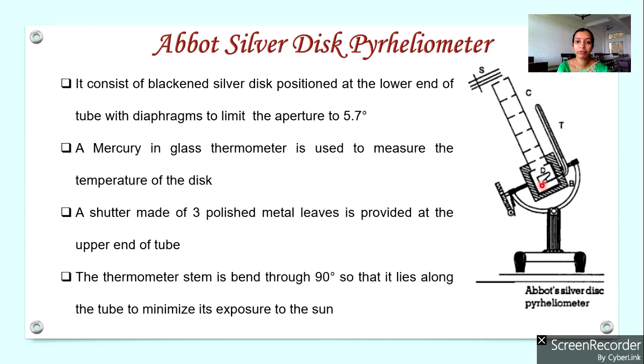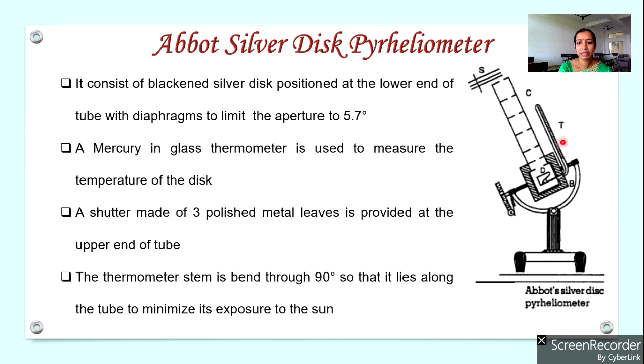And for the measurement of temperature, here we are using a mercury in glass thermometer. In all other cases we have used thermocouple for temperature measurement, but here we are using a mercury in glass thermometer, and the stem of the thermometer is bent to 90 degree. So the portion where mercury is filled is connected to the silver disc for measurement, and the stem of the thermometer will be bent through 90 degree and it lies along the tube. This is done in order to reduce the exposure of the thermometer to sunlight.